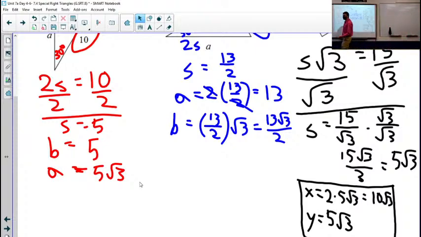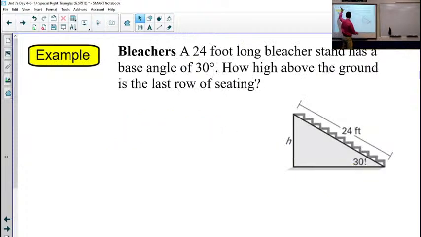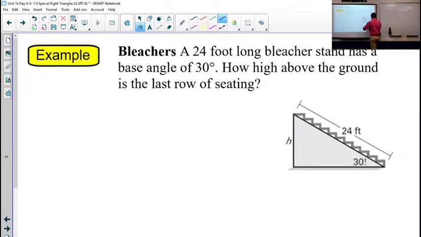So we're going to do a couple pretty easy ones, making sure that we know which pattern we're looking at. A 24-foot long bleacher has a base angle of 30 degrees. I'm going to do this really fast.